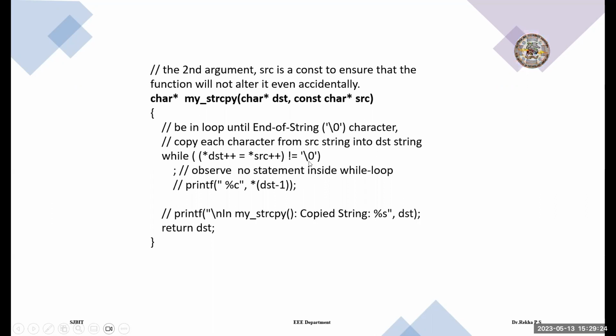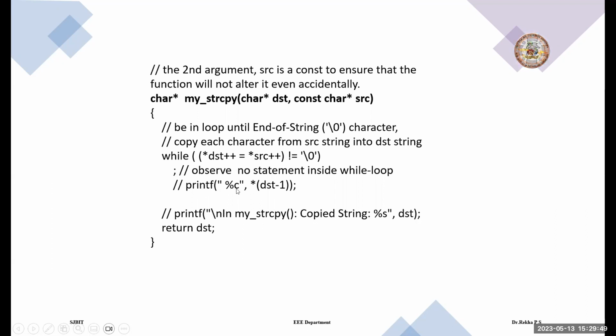I have to check character by character, copying the source character into the destination. You have to increment and check the character at every instance against \0. Now you have to observe that this semicolon indicates there are no statements inside the while loop. That's very, very important.